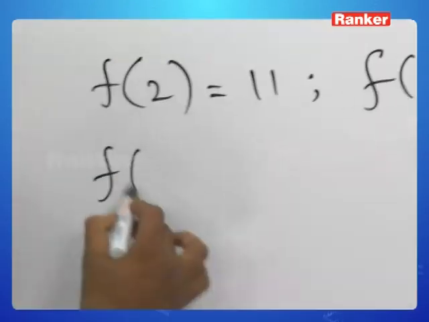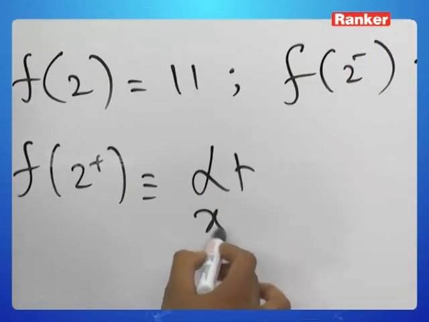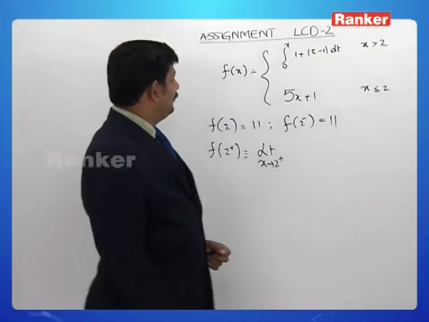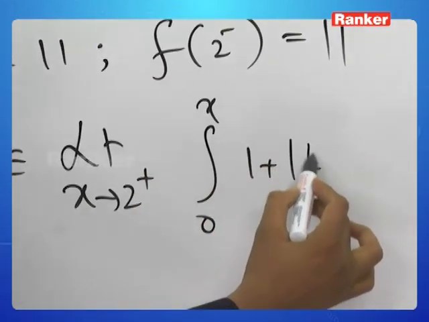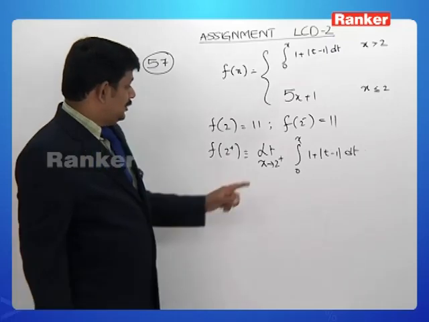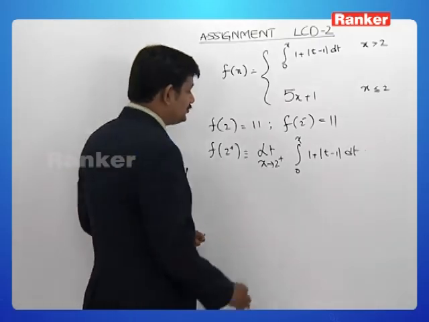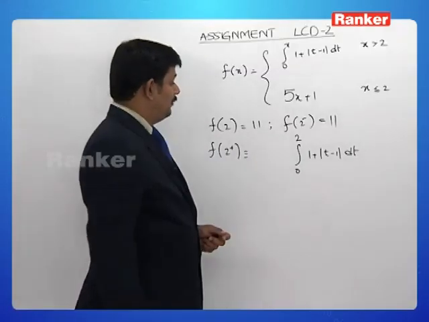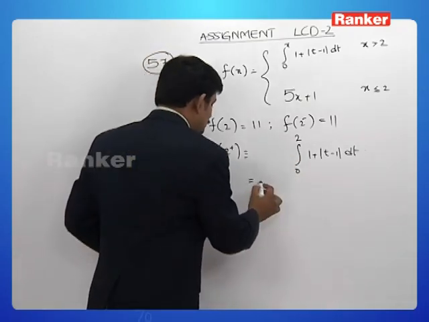Let us now see f of 2 plus, the right hand limit at 2. Whenever x is greater than 2, that is, whenever x is tending to 2 plus, f of x is given by integral 0 to x of 1 plus mod t minus 1 dt. As x tends to 2 plus, this can be written as integral 0 to 2 of 1 plus mod t minus 1 dt. Integral of 1 from 0 to 2 is 2.